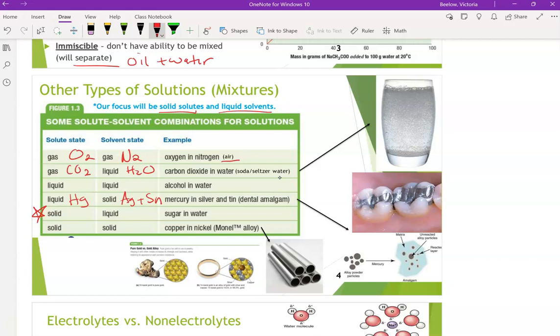A solid and a liquid, like I said, this is going to be our main focus. And then you can have a solid and a solid. That's any type of metal alloy. So like steel is a really good example. It's just a mix of a bunch of different metals dissolved with each other. And again, whatever's the solvent is what you have more of. The solute is what you would have less of.